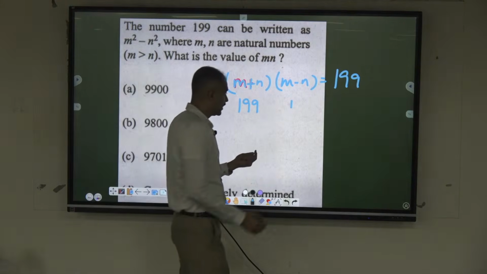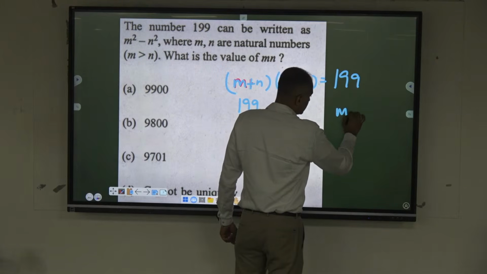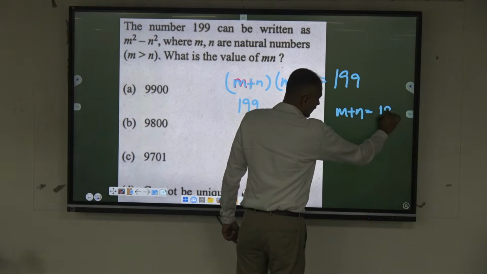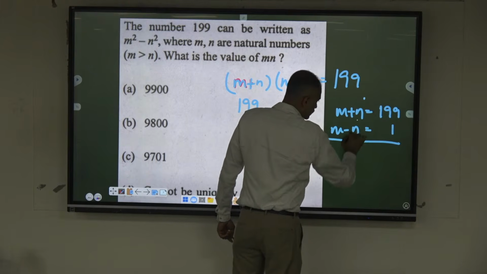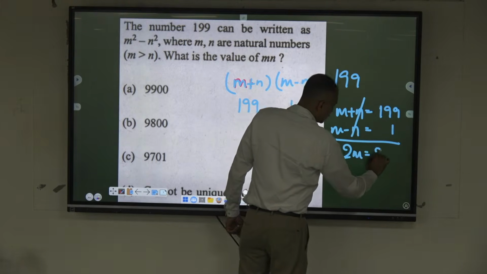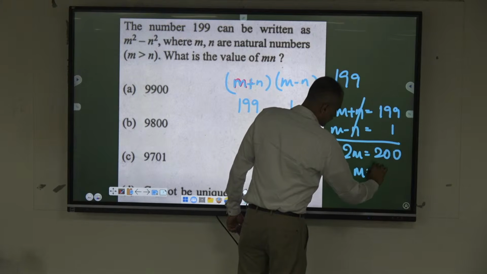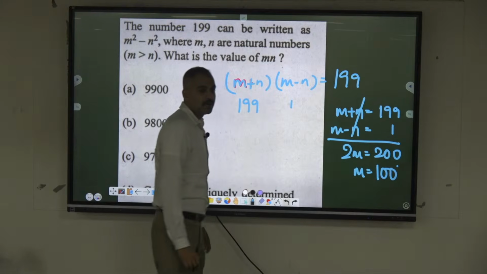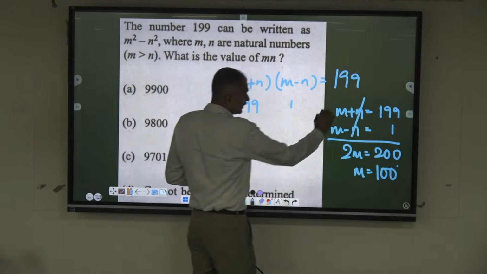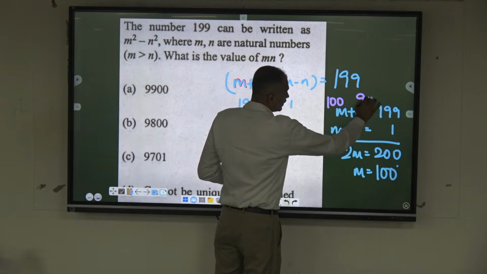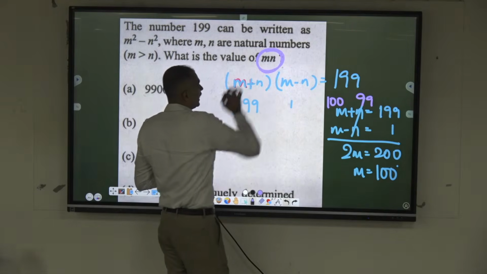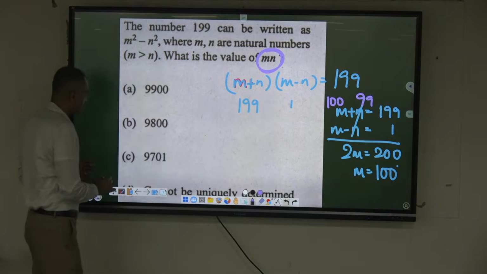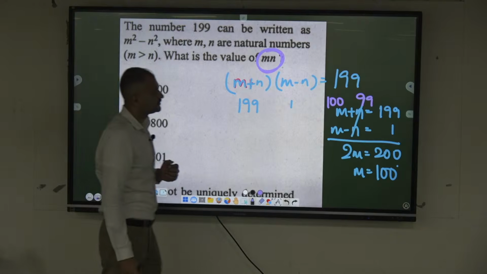Yes. Now look here. 199 into 1 means m plus n is 199 and m minus n is equal to 1. So 2m is 200, m is 100. If m is 100, n has to be 99. Then their product m into n has to be 100 into 99.